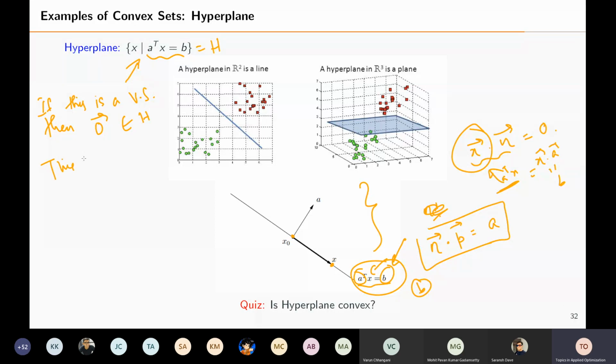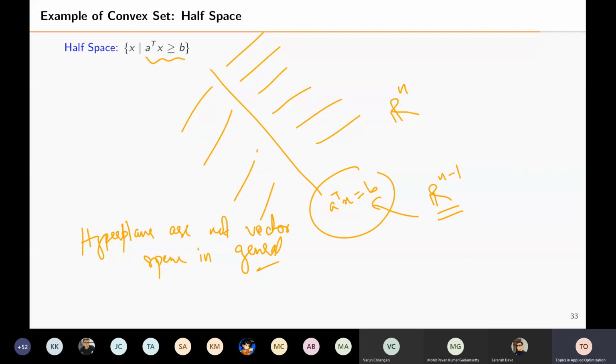So this happens only if b is equal to 0. In other words, what we are claiming here is that a hyperplane is a vector space if it passes through the origin. So in general, hyperplanes are not vector spaces, unless they pass through the origin. Now let us focus on the half space. Is a half space also convex?